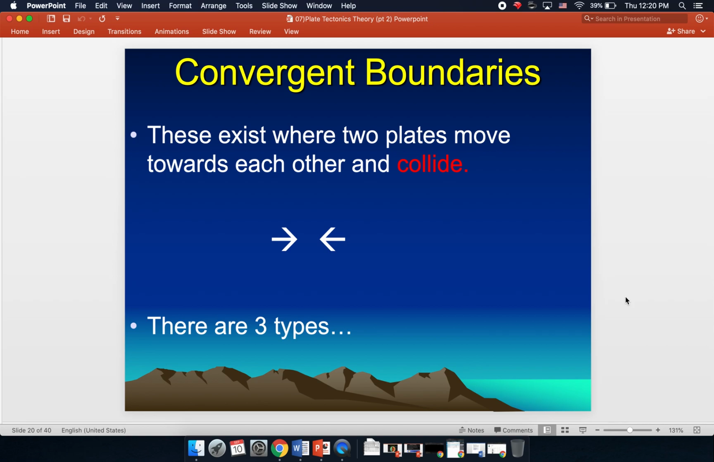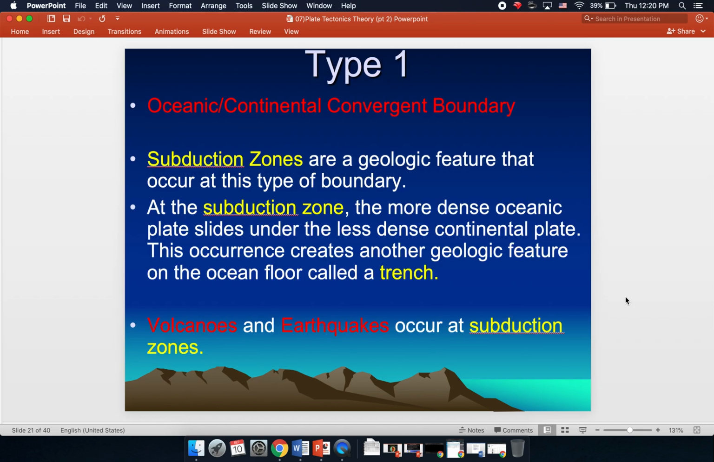All right, now let's talk about convergent boundaries. These are plate boundaries that exist where two plates move towards each other and collide. And we have three types of convergent plate boundaries. The first one is oceanic to continental convergent plate boundary. This is where we have an oceanic plate and a continental plate moving towards each other and colliding or crashing into each other.